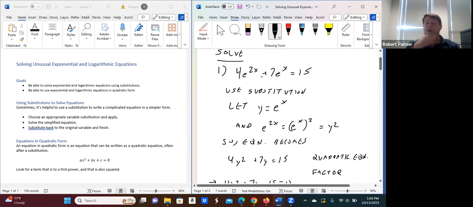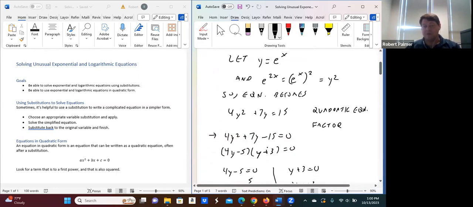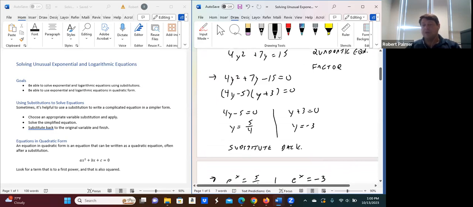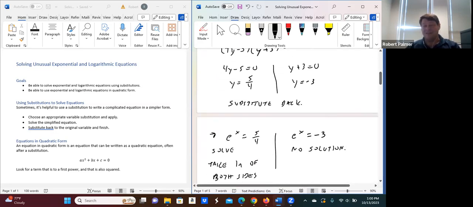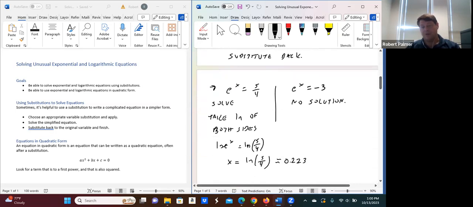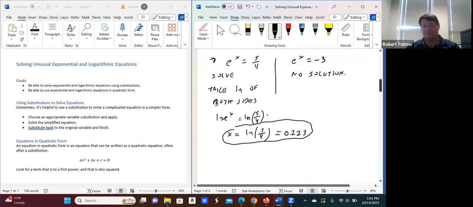So once again, what we did is we recognized this is sort of a quadratic form because we have essentially e to the x and e to the x squared. To make it look like a quadratic equation, we did a substitution, replacing e to the x with y, just to make it easier to work with. Then we solved this, in this case, by factoring. Of course, you can always use the quadratic formula to solve any quadratic equation. We got those solutions, substituted back in terms of e, and then found this is our solution right here. And once again, we have no solution over here because an exponential function can never be negative.